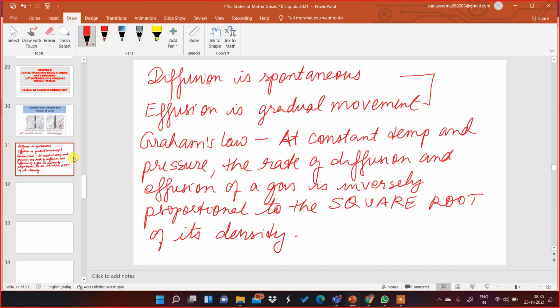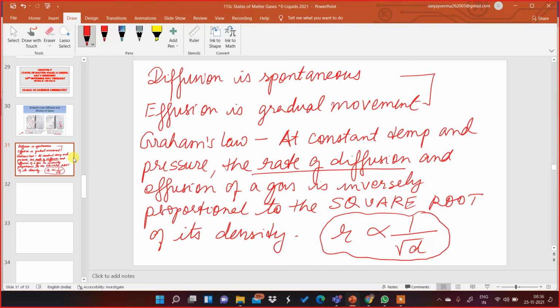So put this law in your mind today only. At constant temperature, the rate of diffusion, let it be small r, is inversely proportional to the square root of the density of the gas. So this is the relationship according to Graham's law for the diffusion and effusion of gases. Here r stands for the rate of diffusion and d stands for the density of the gas.